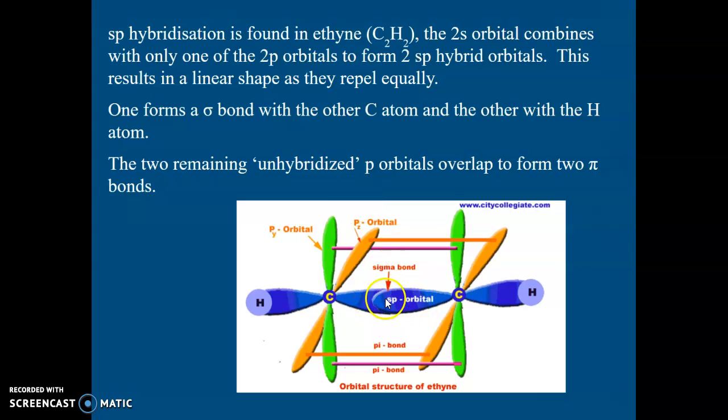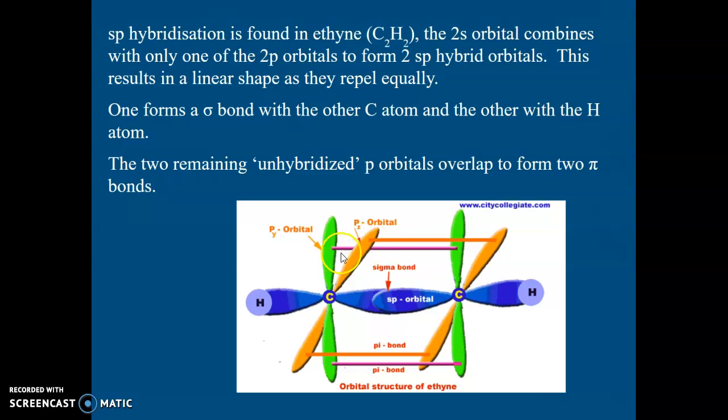So there's our sp hybrid orbital. Again, sorry about the picture, it's fairly horrible, isn't it? The colours are there. Sp hybrid orbital, there, look. And one there. One bonds with the hydrogen, one bonds with the other carbon. Sp hybrid orbital, sp hybrid orbital.